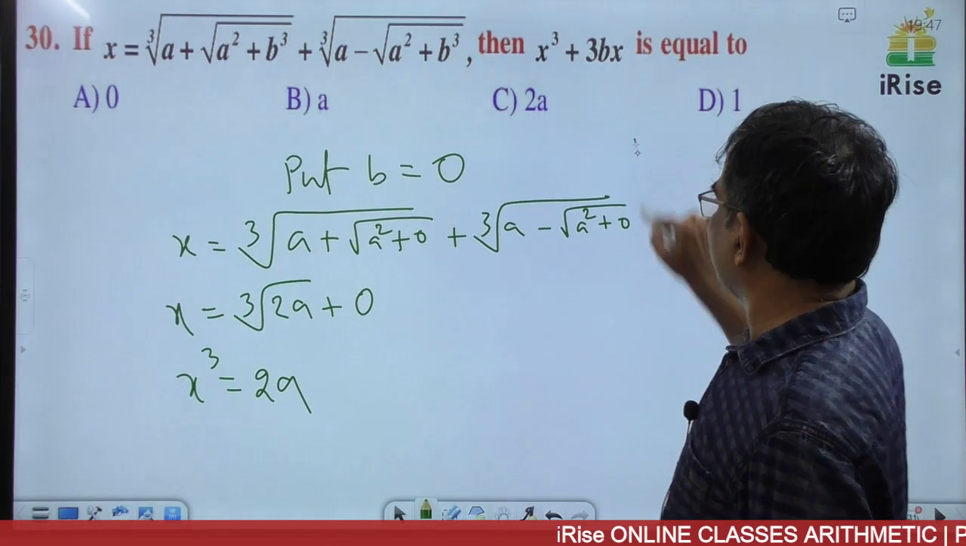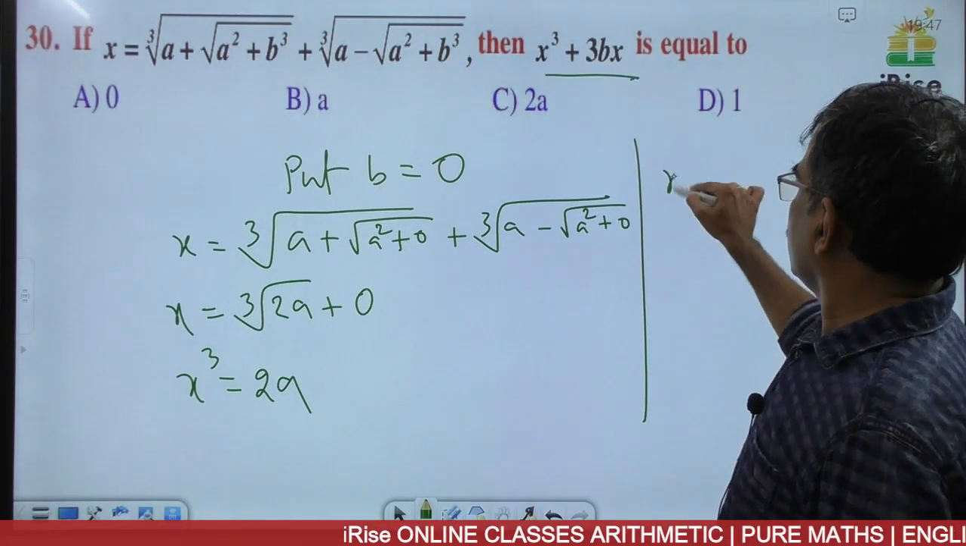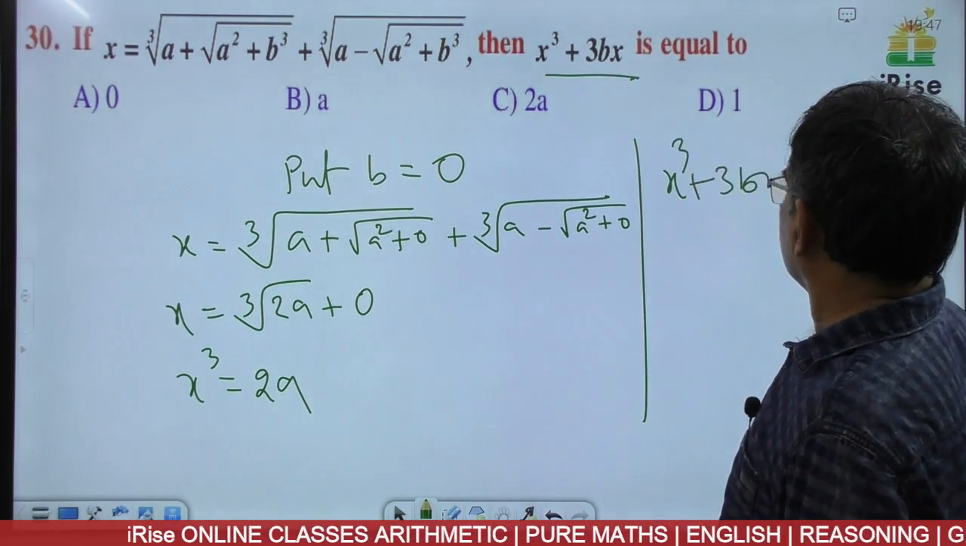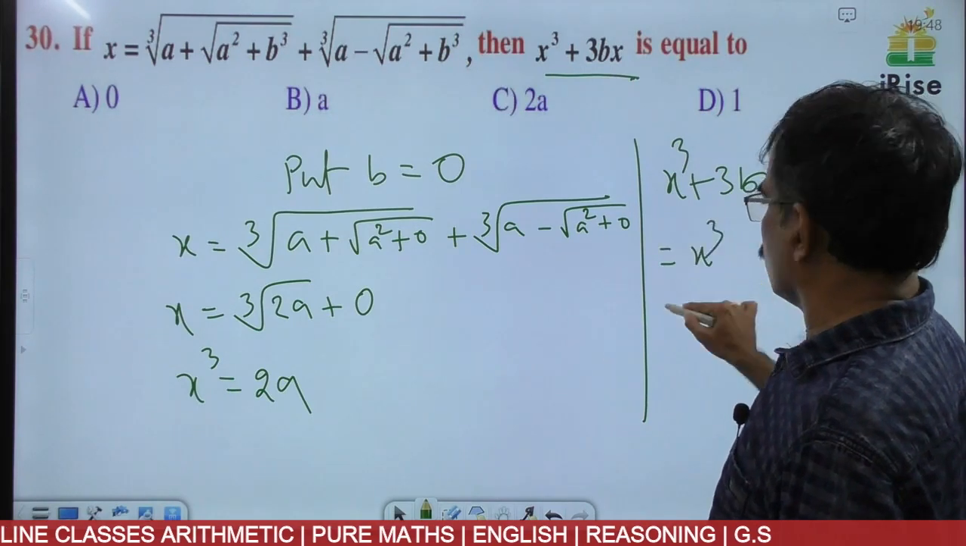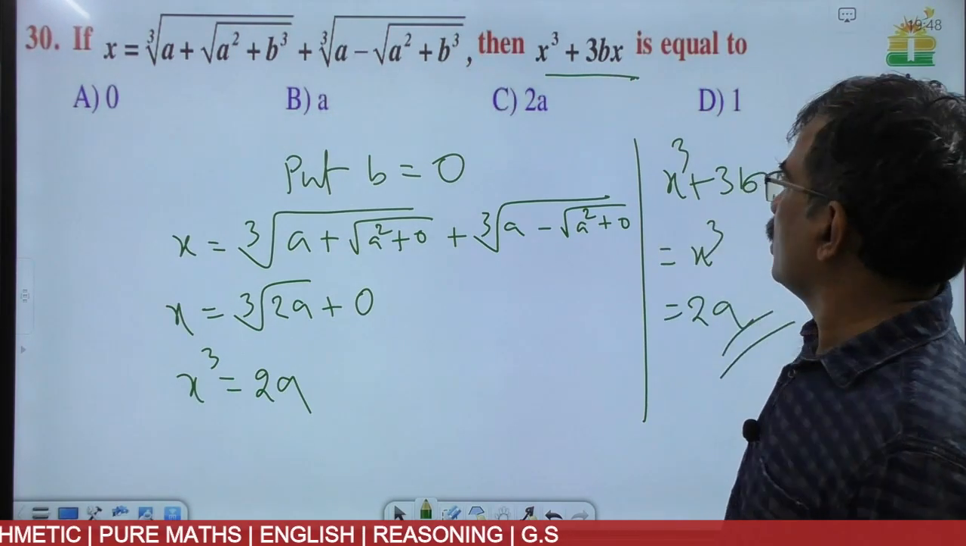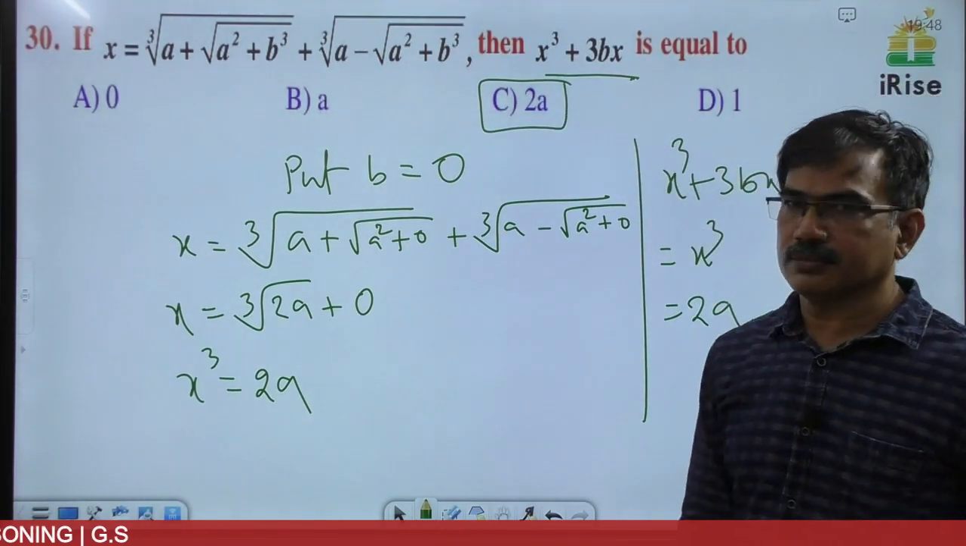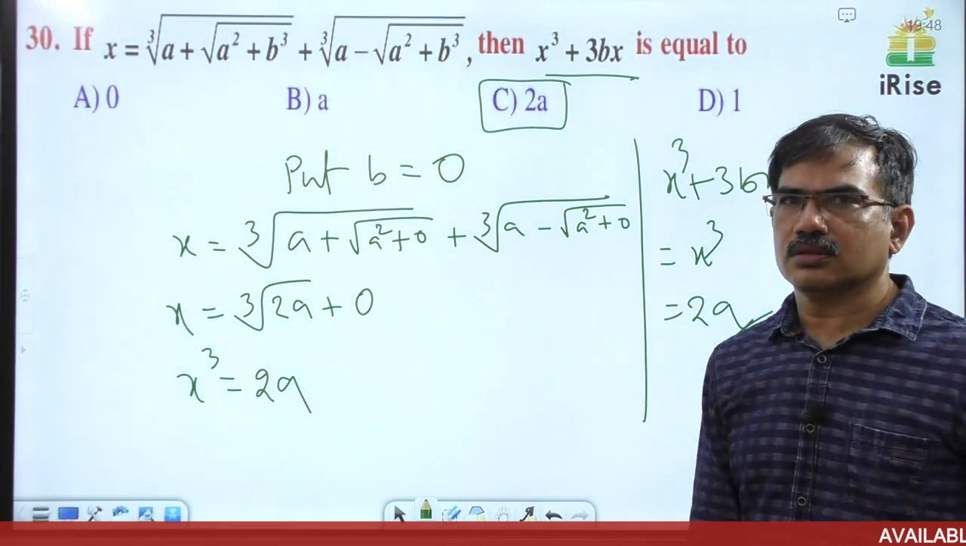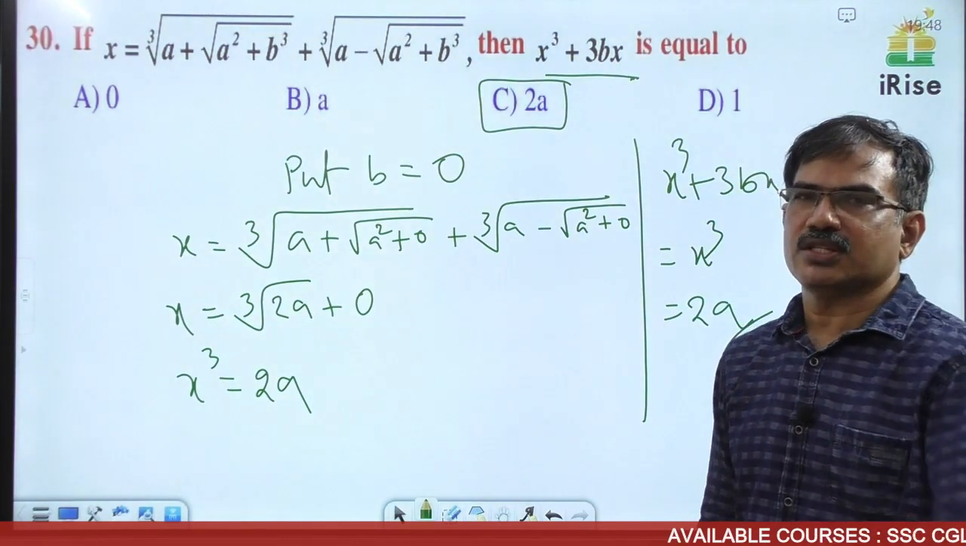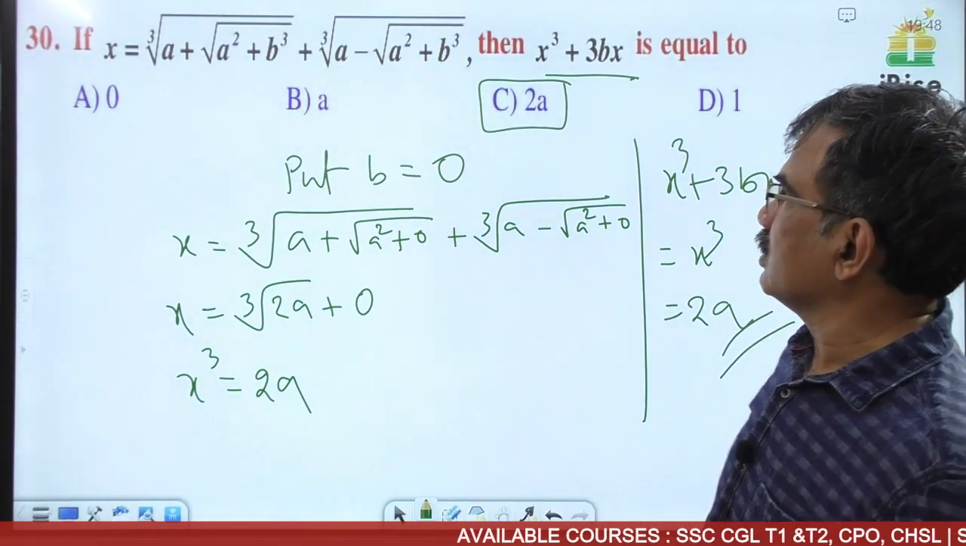So if b is 0, what is the question? x cube plus 3bx, where b is equal to 0, is nothing but x cube, which is equal to 2a. So the answer for this question is 2a. Very simple and logical. Just put b is equal to 0. Otherwise it's a lengthy procedure.